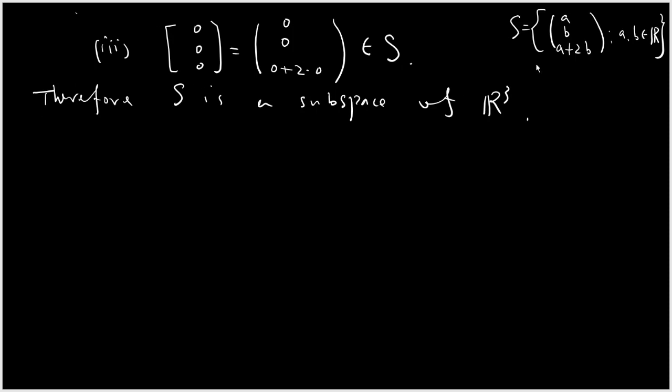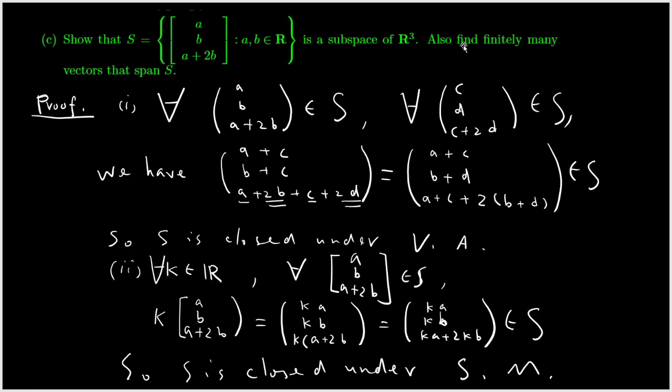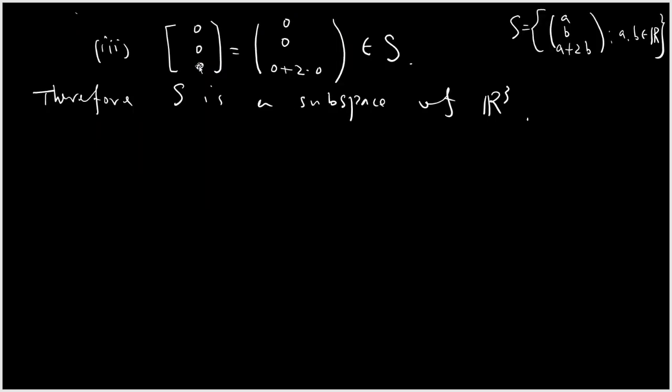We want to find finitely many vectors that span S. If you look at the question, we want to find finitely many vectors in S that span S. Let's say 2 vectors, having the condition that every vector in S is a linear combination of the 2 fixed vectors. Anybody want to guess what 2 vectors can span S?